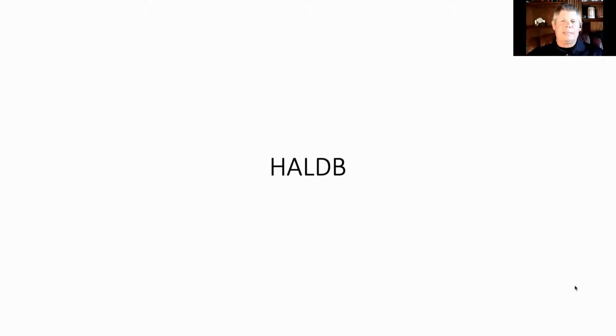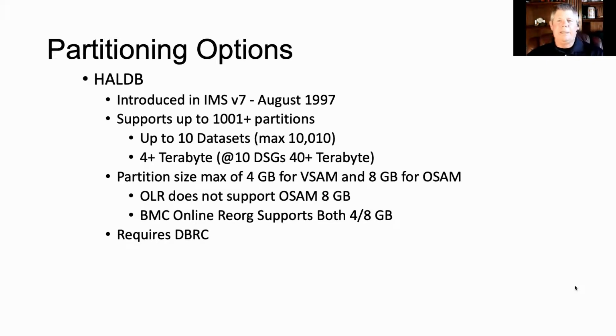So let's talk about HALDB. HALDB was introduced in IMS version 7 in 1997. It supports 1,001 partitions with up to 10 data sets per partition, which means it can get up to 40 plus terabytes of possible space. And it supports 4 gig for VSAM and 8 gig for OSAM for your partition sizes. So it's really available to help you.